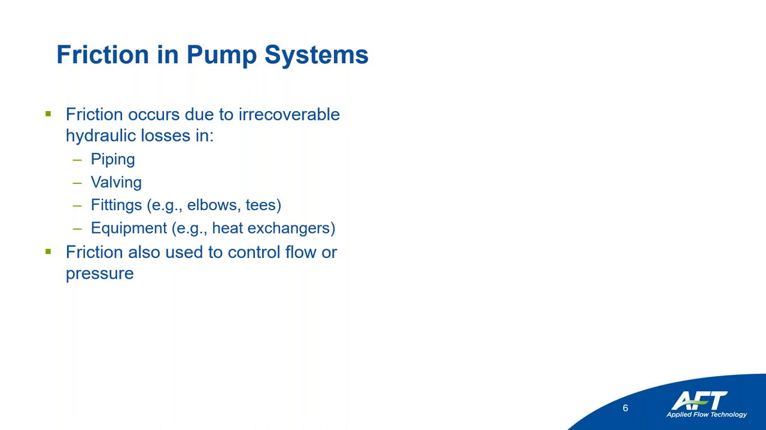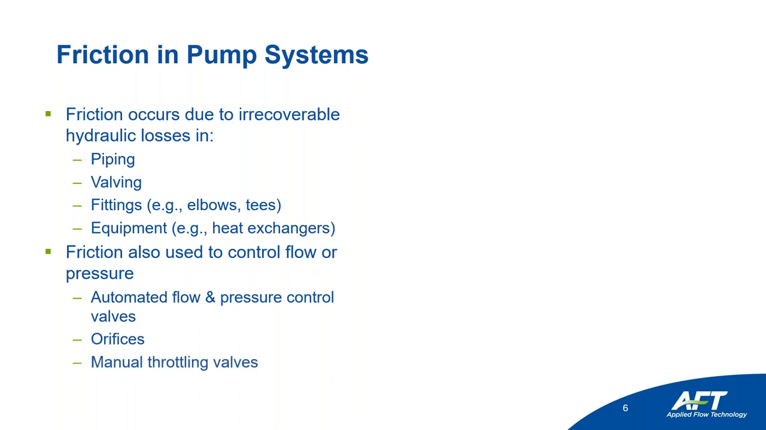You can also use frictional components to control your flow or pressure, such as control valves, either flow control valves or pressure control valves. You can use orifice plates to control your flow rate in your system, or manual throttling valves. Each of those different aspects is going to make up the shape of what your system curve is going to look like.